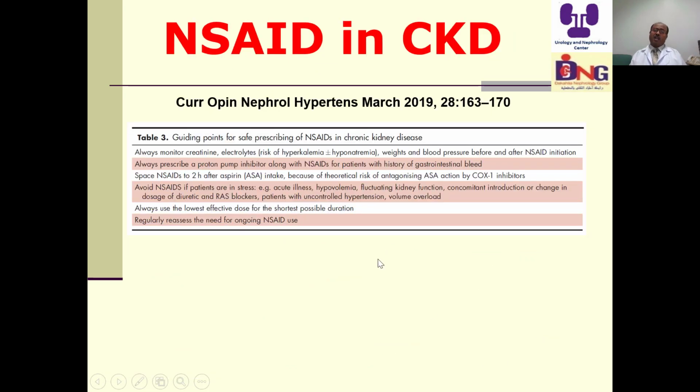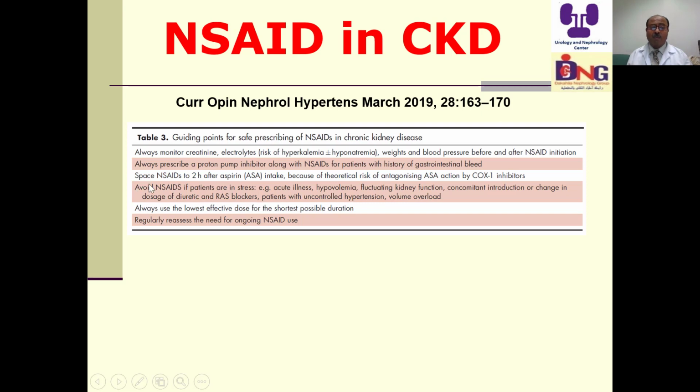Second, examples of bad drugs that we don't like at all. And we always discuss with orthopedic doctors to avoid the abuse of non-steroidals, because they use a cocktail of different NSAIDs. We can use NSAIDs in a very small dose, provided that we monitor our patient with chronic kidney disease. So these are guiding points for safer use; it is not absolutely safe, but a more conservative approach. Always monitor creatinine, electrolytes, because there is a risk of hyperkalemia and hyponatremia, weight and blood pressure before and after non-steroidals, and other advice here.